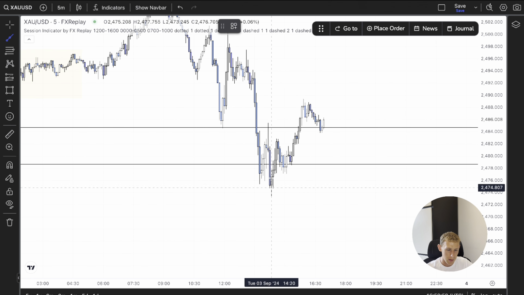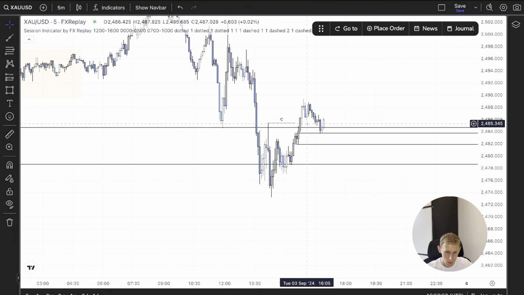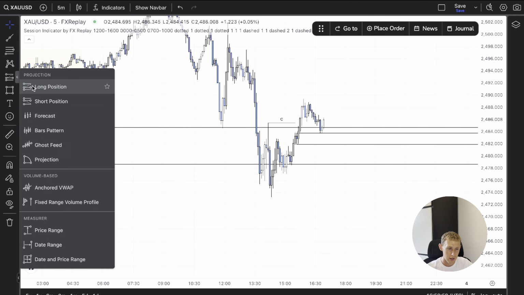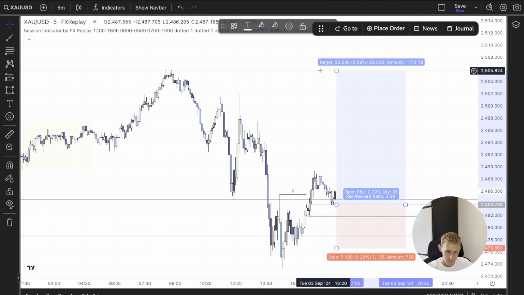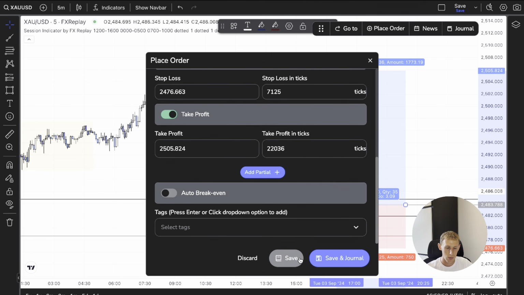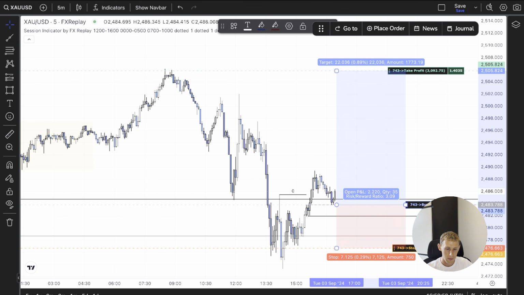So you can see demand was swept on higher time frame. We then get that change of character. We have an area of imbalanced demand. I should have already been in this trade, but played price slightly too quickly. So we'll see if it retests. Ideally it does. And then we will place this order like so.